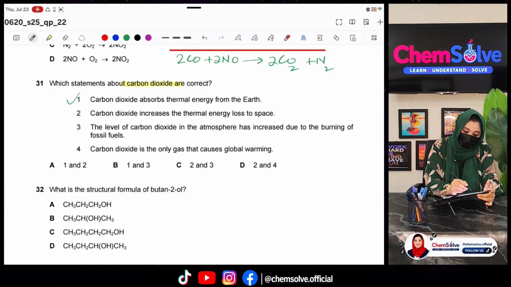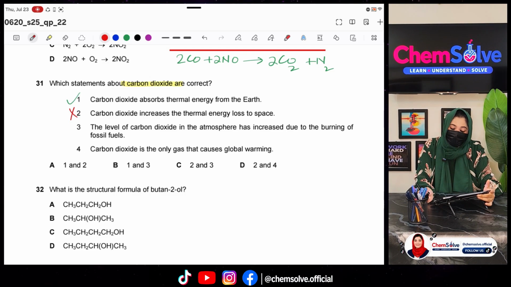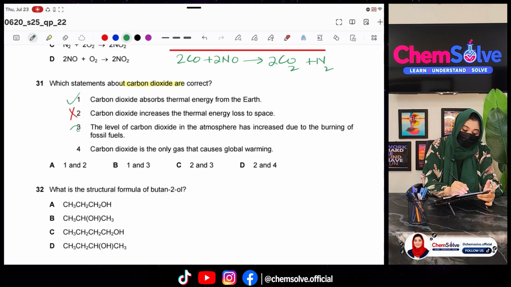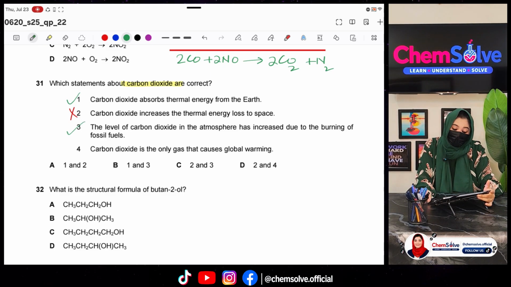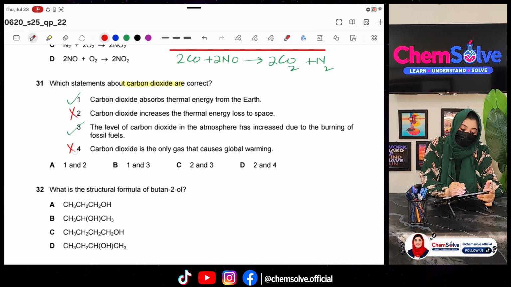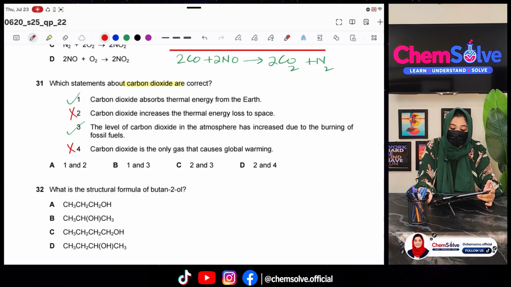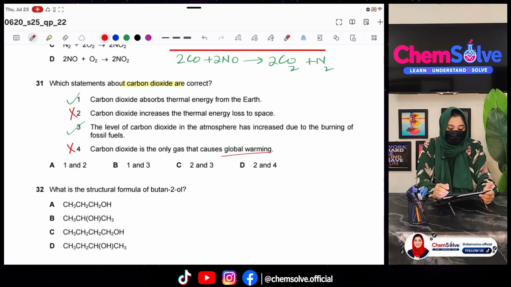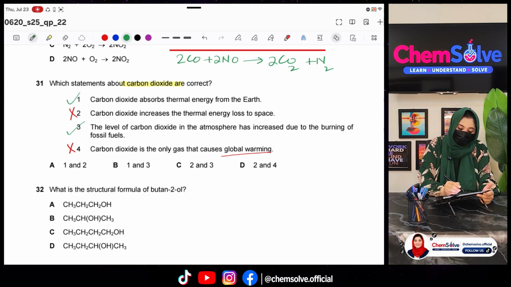So statement 2 is incorrect. The level of carbon dioxide in the atmosphere has increased due to the burning of fossil fuels. Exactly. So statement 3 is correct. Carbon dioxide is the only gas that causes global warming. Of course not. There are many other gases, for example methane. They also play their role in global warming. So this statement is incorrect. So 1 and 3 are the correct statements. That's how B is the correct option.